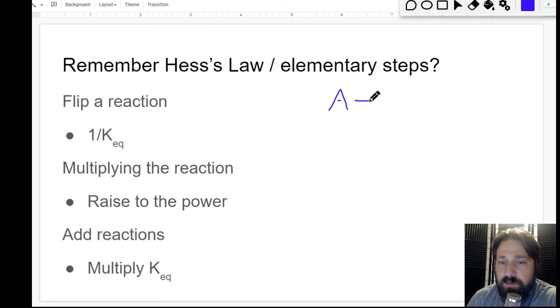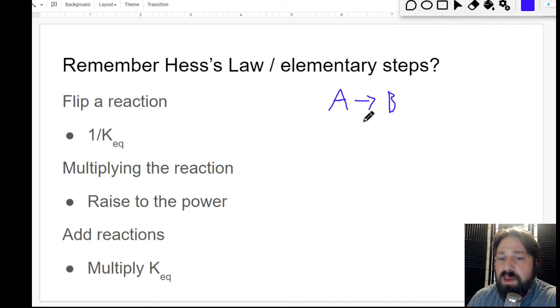If we go from A to B, and we have A on the left-hand side, B on the right-hand side, so we would say products and reactants. If we flipped this reaction, we're flipping the products and the reactants. So in that case, we need to flip our equilibrium expression as well. Now, you can either go through and actually try to flip it, but if you already know K, a shortcut here is just to take the reciprocal of it.